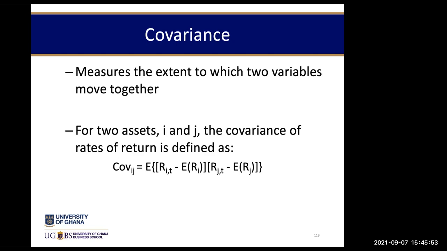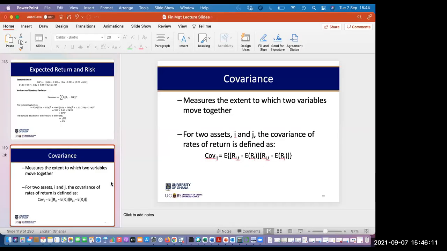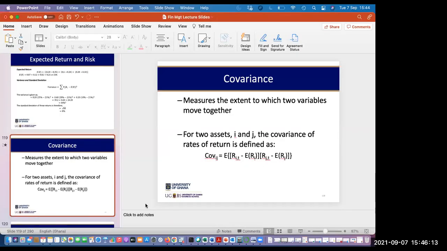So positive correlation means that they move together in the same direction, and negative correlation means that they move in opposite directions. For example, I was showing the other class, usually if you look at shares and bonds, they tend to have negative correlation. When the stock market is going up, bonds are usually going down and vice versa. So they tend to have a negative correlation.